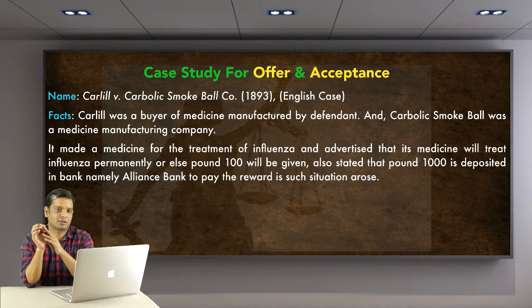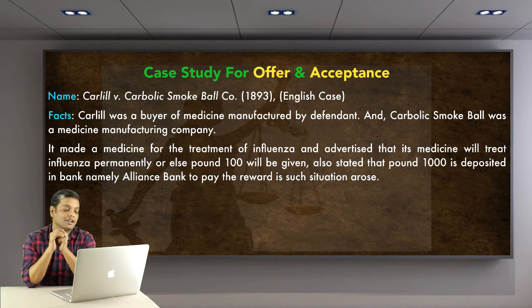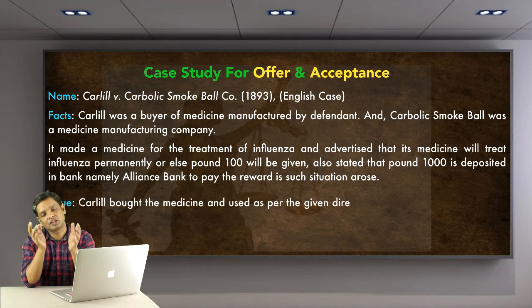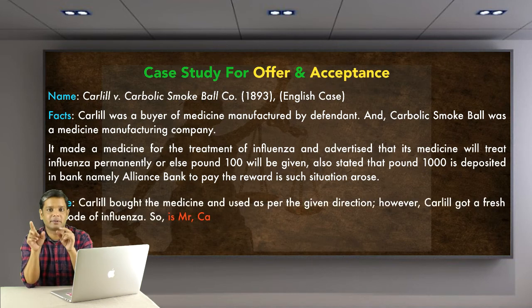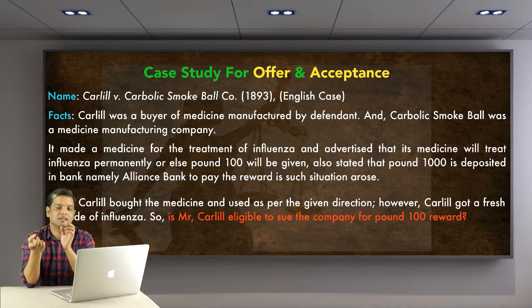So this was the fact of the case, and the person, the plaintiff, that is Carlill, bought the medicine and used that medicine as per the given directions, but he was infected by influenza again. So he went and asked for the reward money, but the Smoke Ball company refused to give it. So he filed a lawsuit against them.